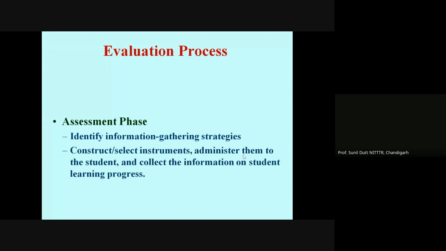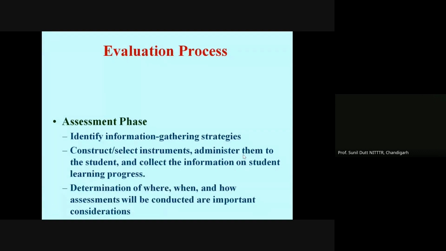Then you see, the decisions made during this phase form the basis for planning during the remaining three phases. Now, the second phase is the assessment phase, and at this stage the teacher identifies the information collecting strategy. He can construct the tool or the questionnaire, or select the instrument. He will administer the instrument to the students and collect the information on student learning progress.